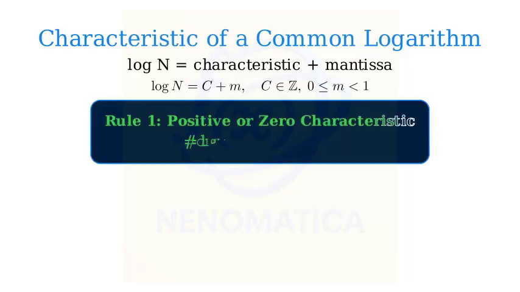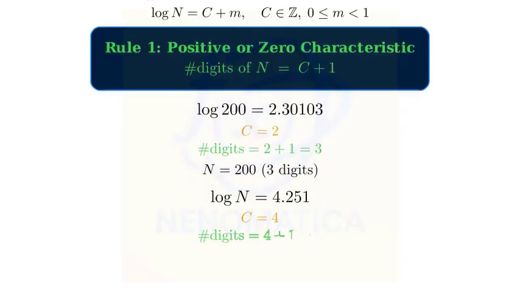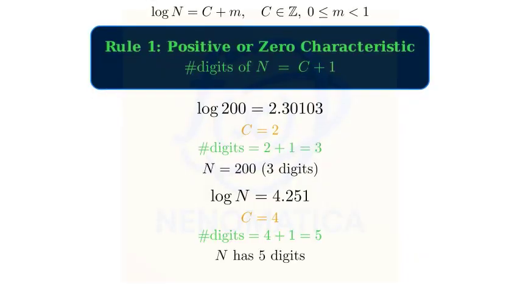Rule 1. If the characteristic is positive or 0, then the number of digits of n equals the characteristic plus 1. Example: the common logarithm of 200 is 2.30103. The characteristic c equals 2. Adding 1 gives 3, so n has 3 digits, which matches 200. Another example: if log of n equals 4.251, then the characteristic c equals 4. Add 1 to get 5. Therefore, n is a 5-digit number.